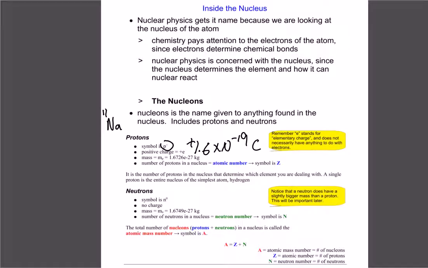And then neutrons are the other particles. They're neutral. They have no charge. The mass is almost the same as a proton, just slightly bigger. And the total number of neutrons added to the total number of protons gives us the atomic mass number. So if you look at sodium, we have 11 protons, so sodium is number 11, and if we normally would have 11 neutrons, that would give us a total mass of 22. We have 11 protons, 11 neutrons would give us 22.